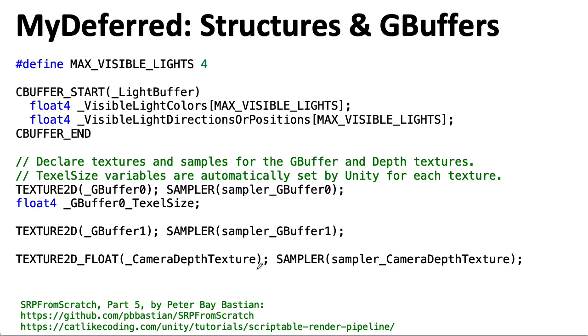We're also going to need Z-buffer information, so we also declare camera depth texture. I don't know why they use this underscore float here. Last time I looked, it seemed like texture 2D underscore float just mapped to texture 2D, but there may be something subtle that I'm missing.